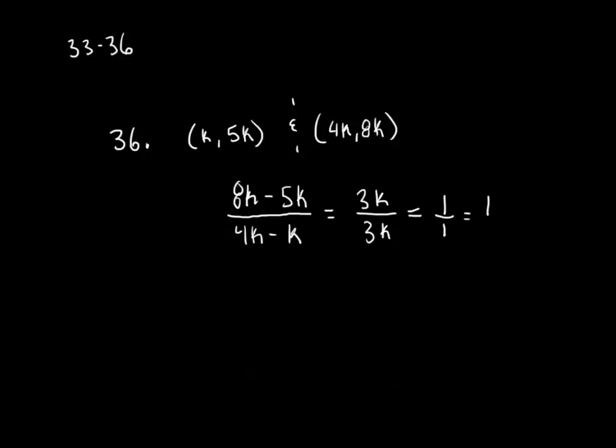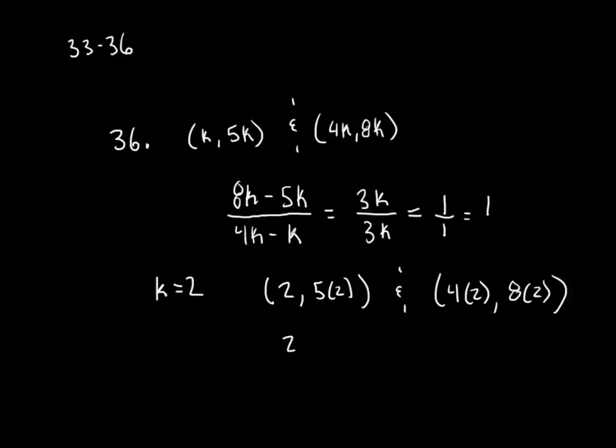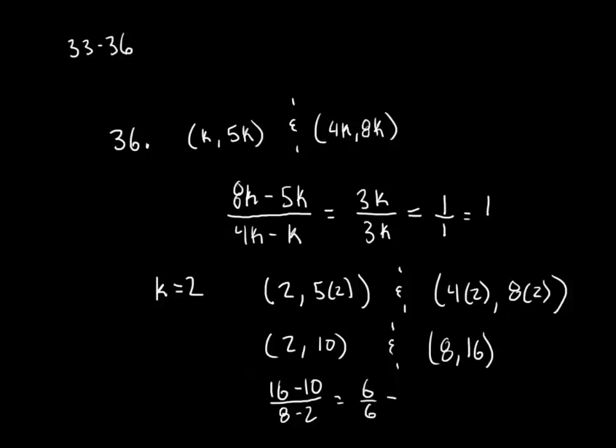Another way to go about it is to assign any value to k you want other than 0, maybe 2. If k equals 2, then we end up with the point 2, 5 times 2, and the point 4 times 2, 8 times 2. Those are readily simplified to 2, 10, and 8, 16. Now again use your slope formula. 16 minus 10 divided by 8 minus 2 is equal to 6 divided by 6, which equals 1. It's almost as though the k's don't matter. Just cancel them out with your division, or substitute them with a number that you like.